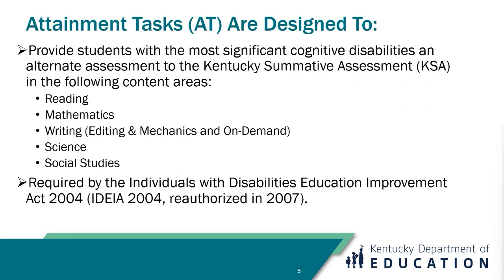The attainment tasks are intended to assess students in the content areas that all students are tested on as part of the general assessment. But not all content areas are required by the Every Student Succeeds Act, or ESSA. This is a requirement of IDEIA, which requires students with disabilities to participate in every district or statewide assessment, but allows alternate testing methods for students with significant disabilities.